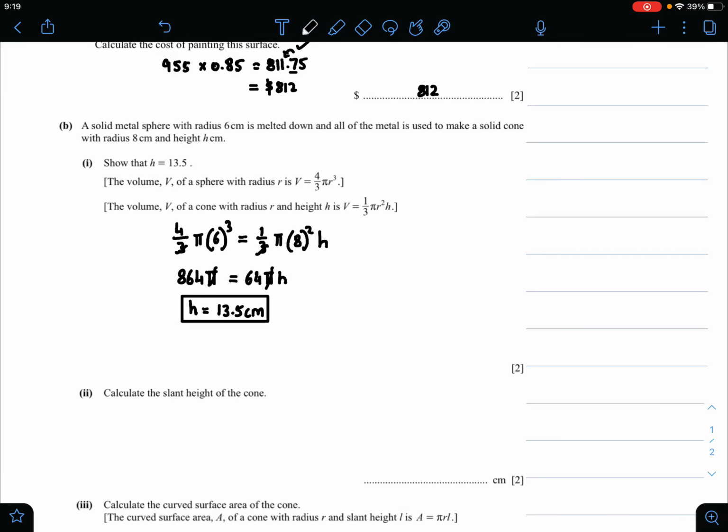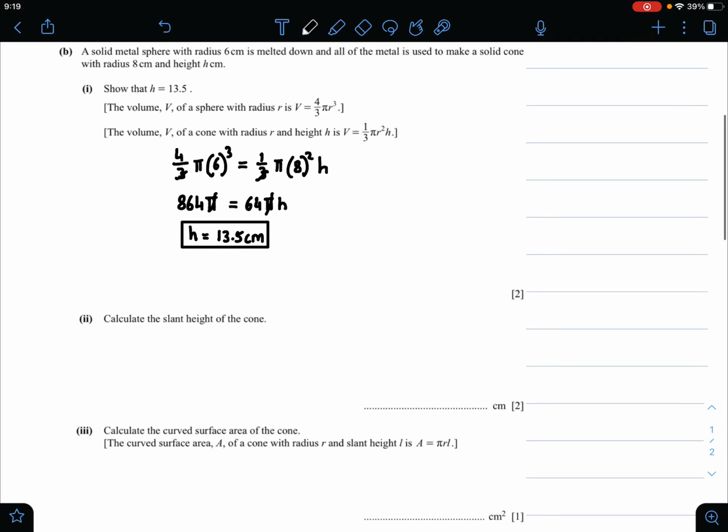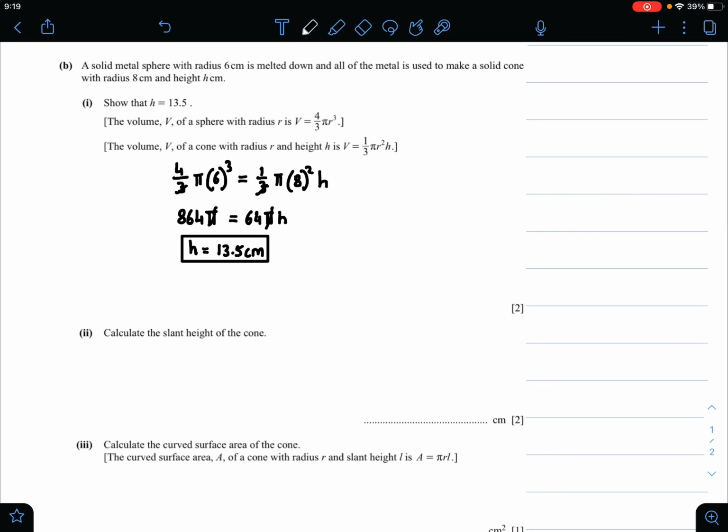Now let's move to part B2, where they are asking us to calculate the slant height of the cone. In a cone, we know that the height is like this, the radius is like this, that is the base, and the slant height would be this. So it forms a right angle triangle, and we know the radius, which is 8 centimeters, and we know the height now, which is 13.5 centimeters. Let's label the slant height as L for now.